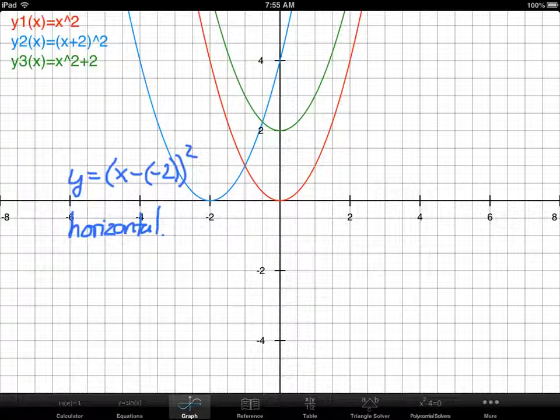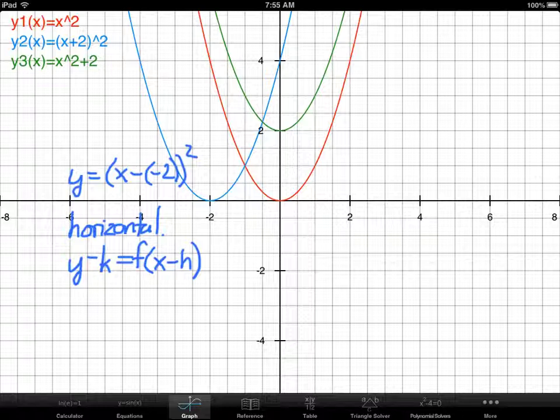Now remember our image equation from the previous slide. The transformed equation under a translation is y minus k equals f of x minus h. Well, in this case, the f of x is the square here. This is what we're doing to the original x. And I'm subtracting the horizontal component of the vector. So I'm subtracting negative 2. If I have x plus 2, I need that subtraction in here, so I need to alter the equation to x minus negative 2. And that's why my graph moves to the left 2. Notice it didn't move up. That's because I have no k.